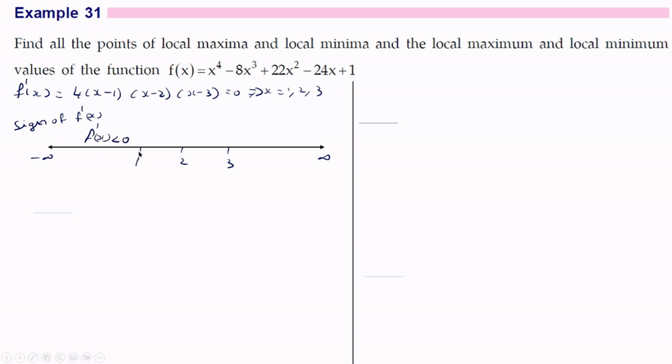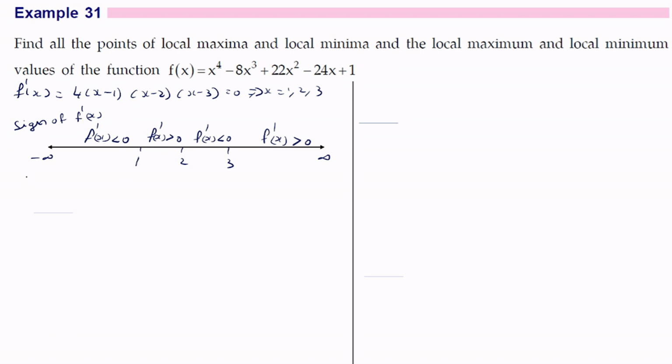Next, if we consider any point from 1 to 2, say 1.5, here 1.5 minus 1 is positive, 1.5 minus 2 is negative, 1.5 minus 3 is negative, so negative into negative is positive. Here f dash of x is more than 0. Next, if we consider any point, say 2.5, this is positive, this is positive, this is negative. So on this interval, f dash of x is less than 0. And on the interval 3 to infinity, f dash of x is more than 0.